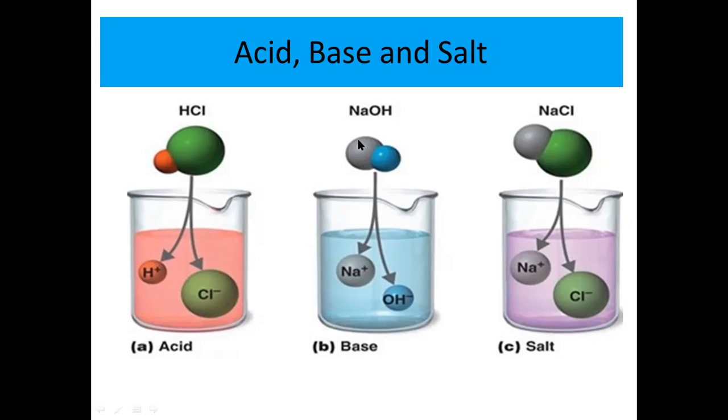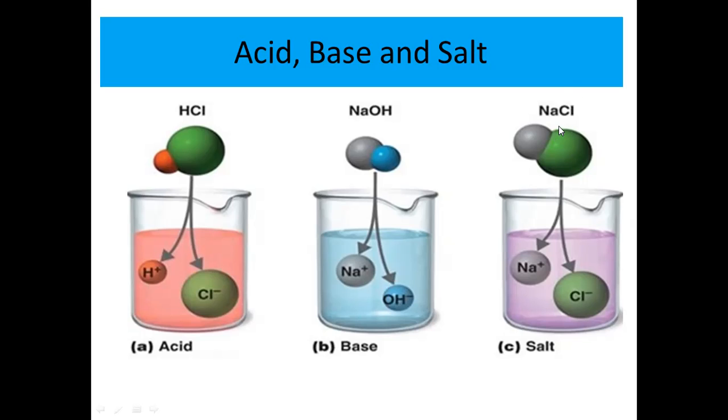Similarly, a base increases the concentration of OH ions, and an example is sodium hydroxide. When it dissociates into OH ions and sodium ions, it releases OH ion concentration, and that's why it is called a base. So this is a very simple way to differentiate between acids and bases.